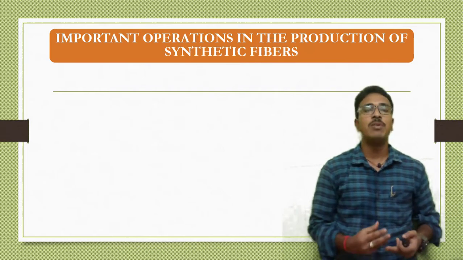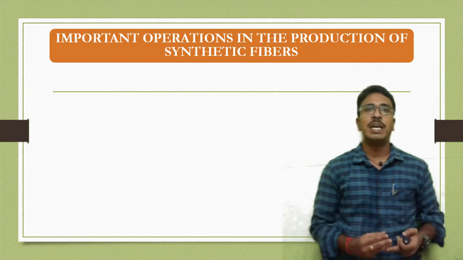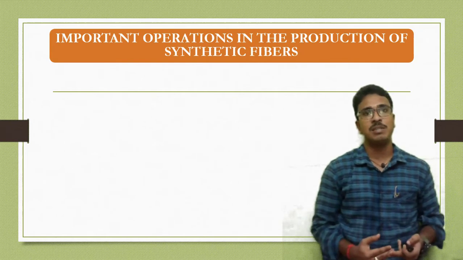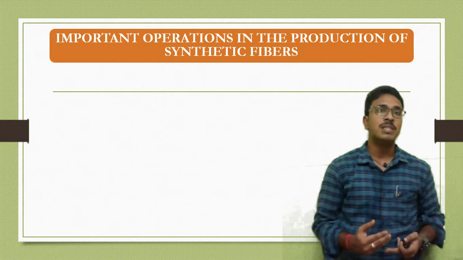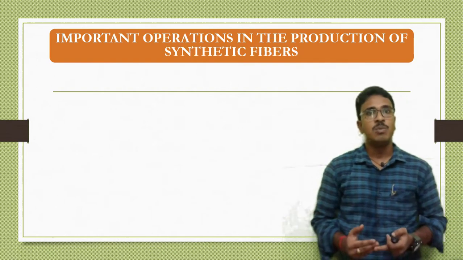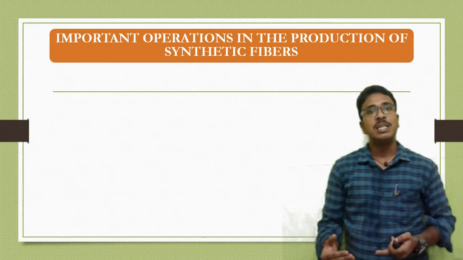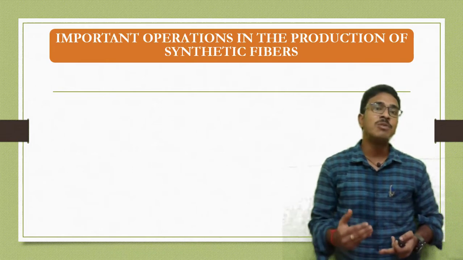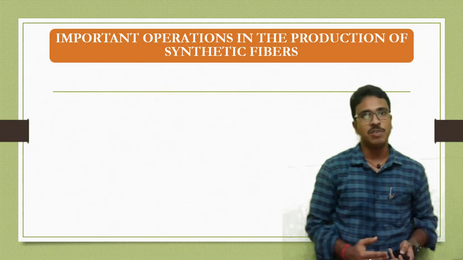First of all, you have to understand that synthetic fiber production involves the use of 100% chemicals. We are not going to use any other natural sources. We have to select all the chemicals depending upon the end-use applications we are expecting.